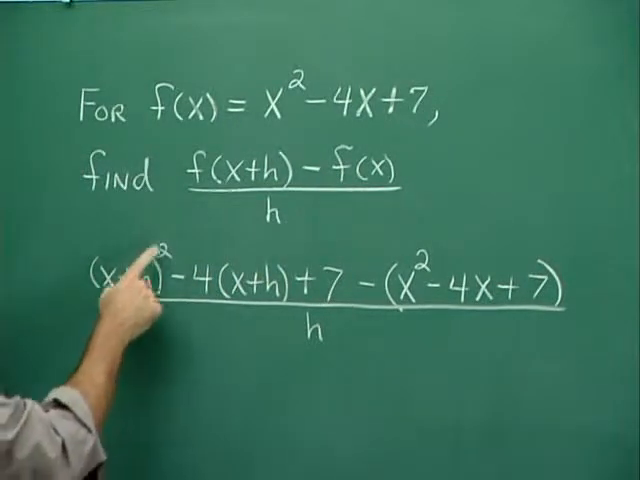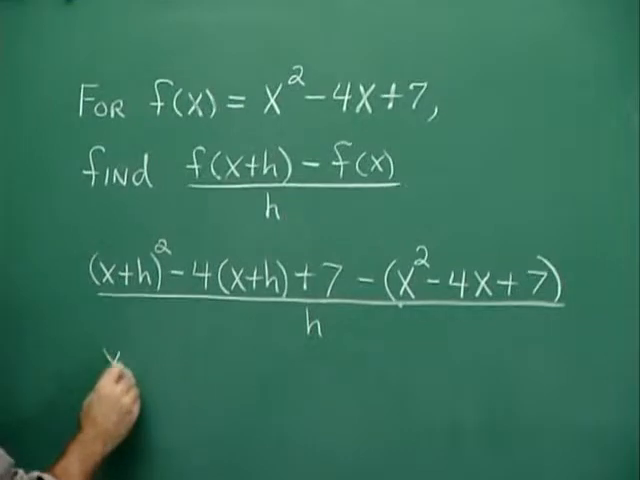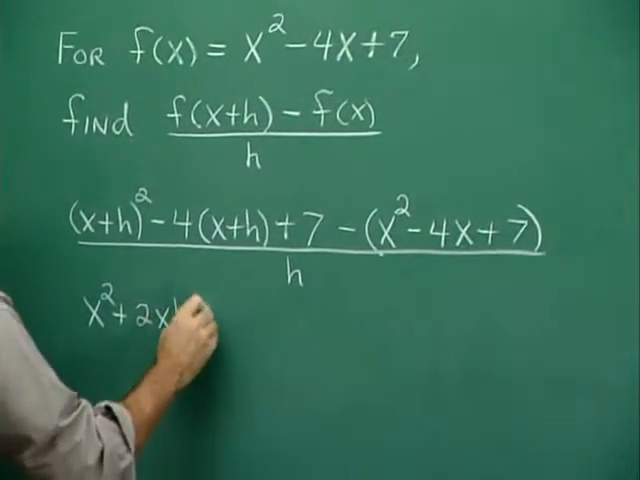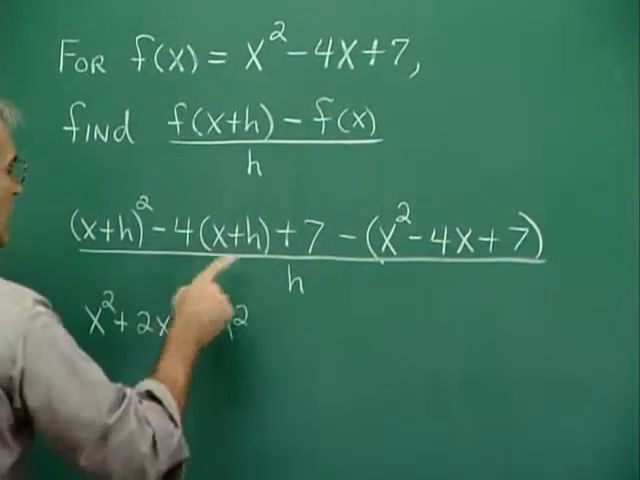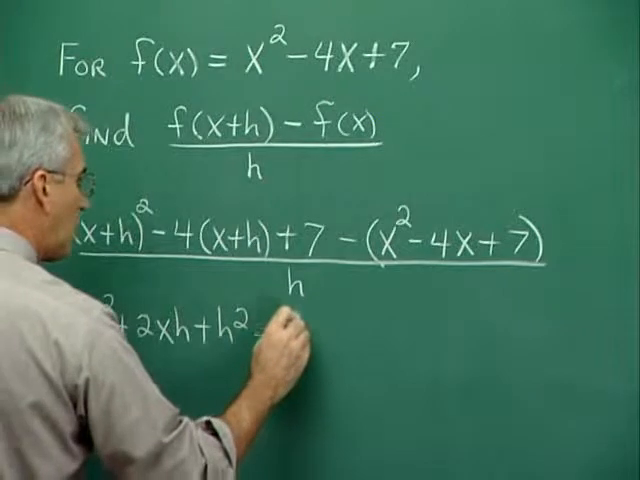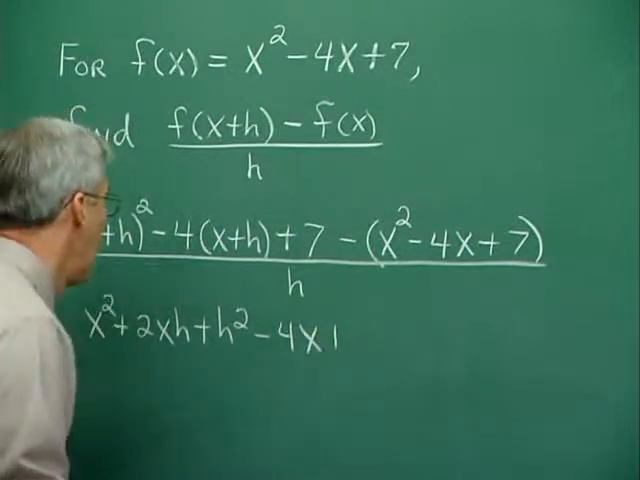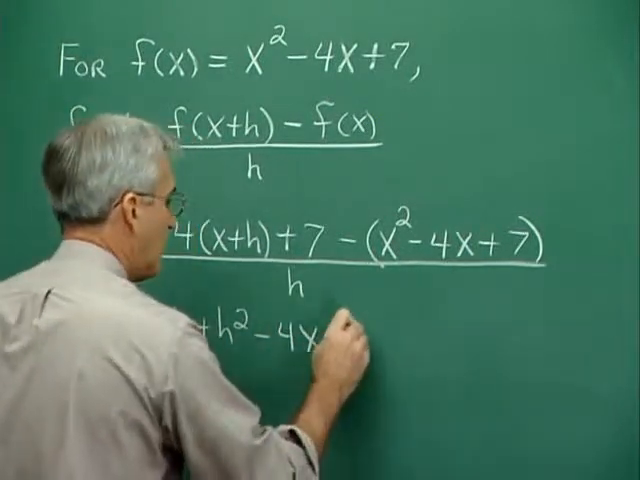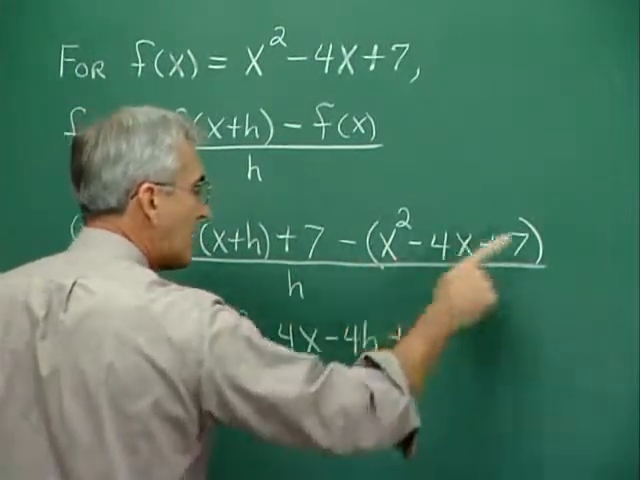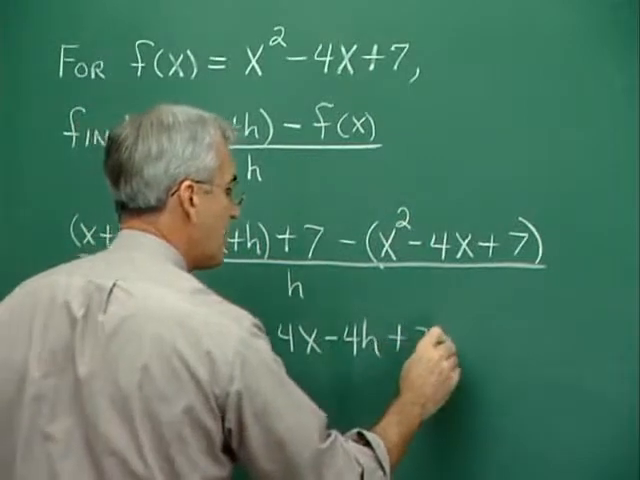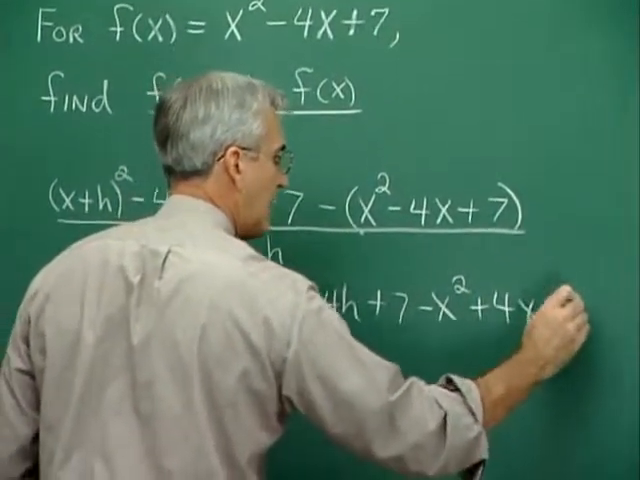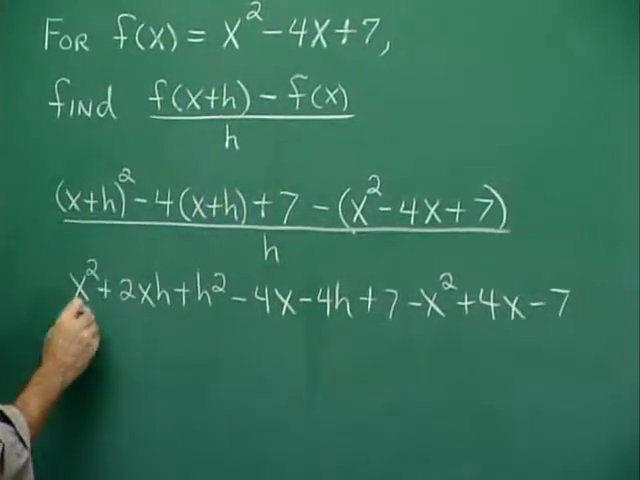Let's see, x plus h squared, that's x squared plus 2xh plus h squared. Then minus 4 times x plus h is minus 4x minus 4h plus 7. And then minus all of this means change all those signs. We have minus x squared plus 4x minus 7. All of this is over h.